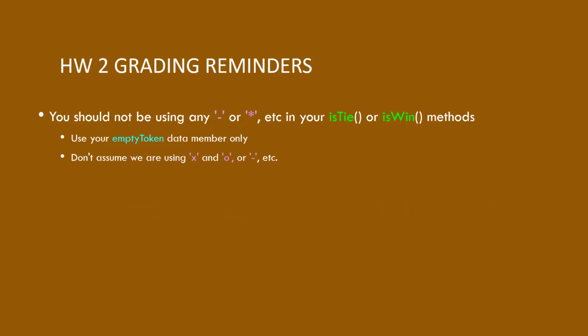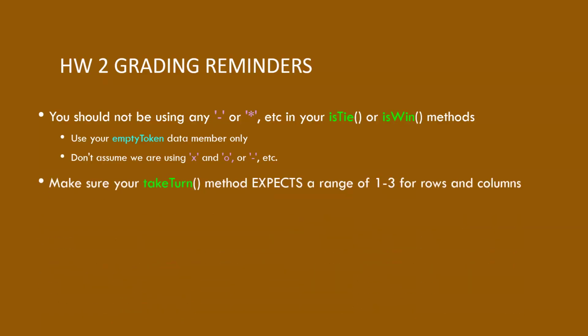And don't assume that X or O are the actual characters of your players. When I run the unit tests, the automated tests, they're going to use lots of different characters. So if you find yourself making an assumption on that, you might want to see if you can find another way around. Usually this comes up in the isTie function. So just a heads up on that. Okay, so all the usual stuff.